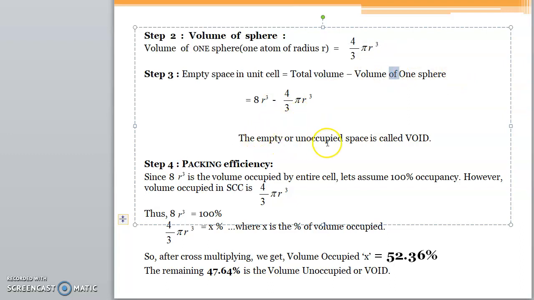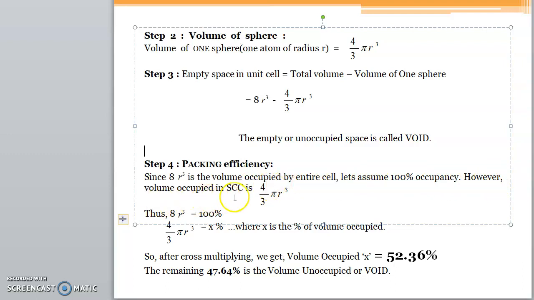The empty or unoccupied space is called void. What will be step 4? Packing efficiency. Since 8r cube is the volume occupied by the entire cell, let's assume it as 100% occupancy.